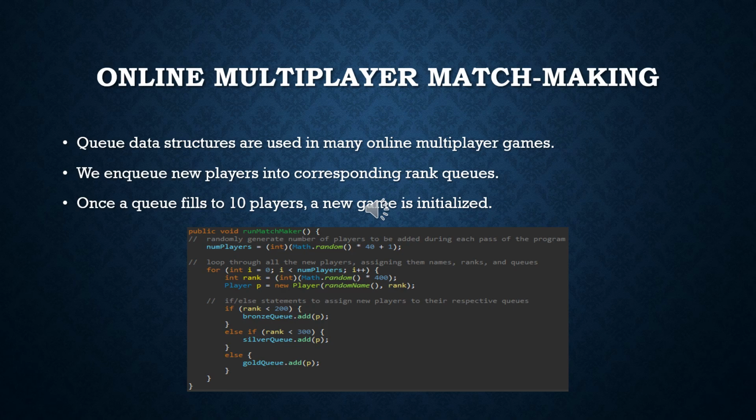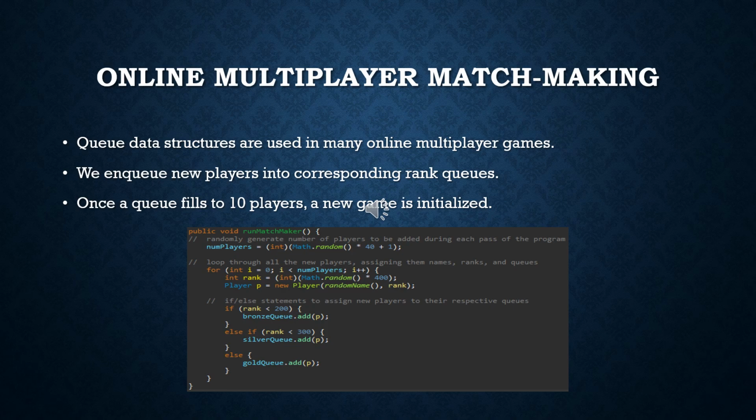In this way, we basically would enqueue new players into a corresponding ranking queue. I'm not sure if you'll be able to see as well the image down below, but since we didn't have access to an actual server and number of players to try this out with, we decided to just randomly add new players over time as the program looped through itself. And anytime those players were created, they would be given a rank and a name. And then based on their rank, we would add them to either a bronze queue, silver queue, or gold queue.